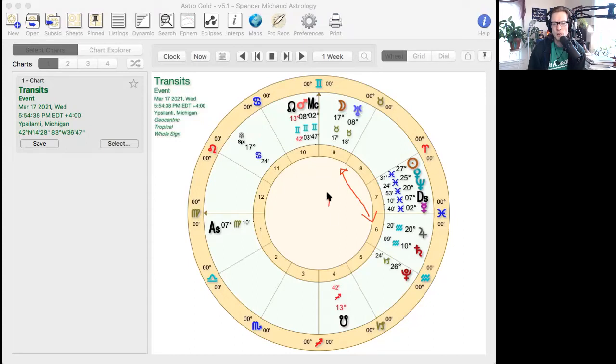So what we're seeing here, though, is the big outer planet transit that will define much of 2021: a square with Uranus, Saturn square with Uranus. We did already hit one of these on February the 17th. We will have another one on the 14th of June when Saturn is retrograde, and then we'll have a direct square again on Christmas Eve, which is the 24th of December.